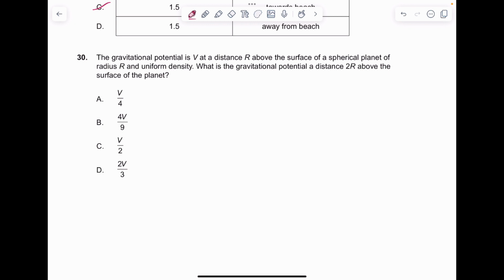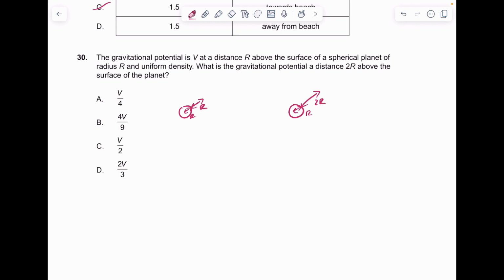Question 30. Gravitational potential is V at distance r above the surface of a spherical planet of radius r, of uniform density. We go to a distance 2r above the surface. What is the gravitational potential? So again, this is a change of variables. How does it change compared to our original? Find the initial algebraic expression, do the new algebraic expression, try to factorize out your original algebraic expression, and get your multiplier. So initially, we've got a planet of radius r, and we're at a distance r away. Then the same planet, radius r, but we go to a distance that is 2r away.